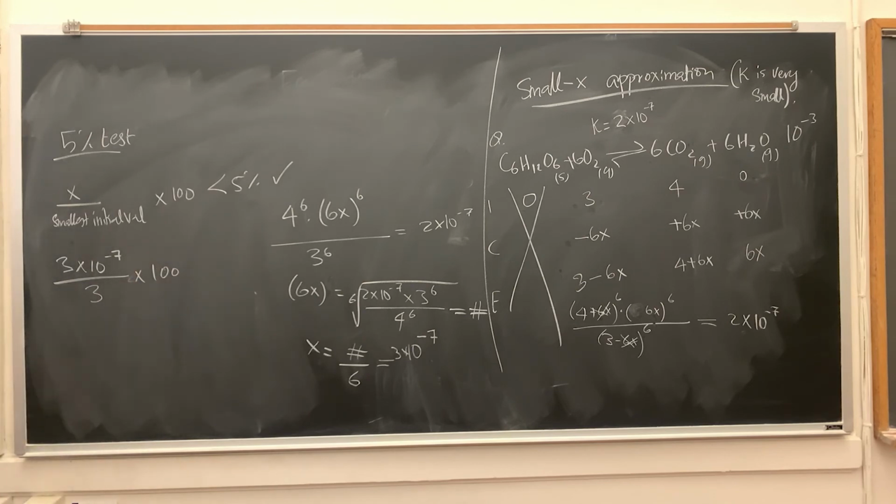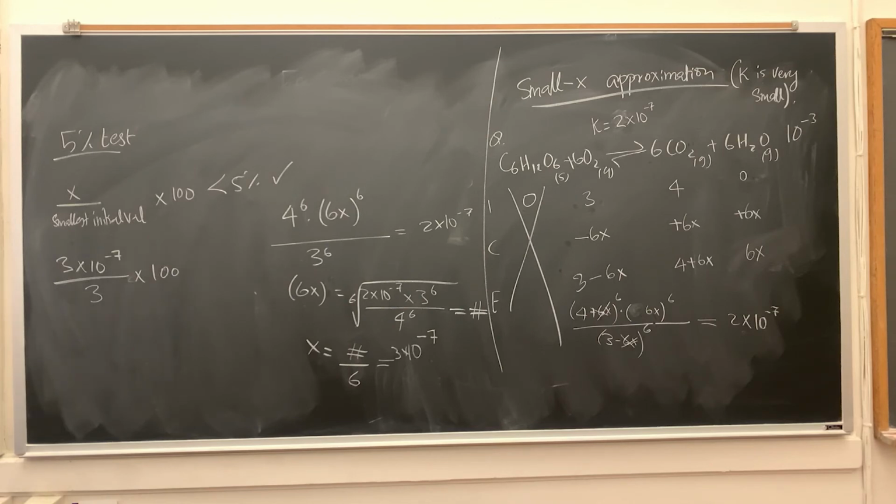Times this by 100. If you get an answer that's less than 5, you're good. If it's more than 5, then your small x approximation was invalid. So the small x approximation is all the way at the end. Yes?